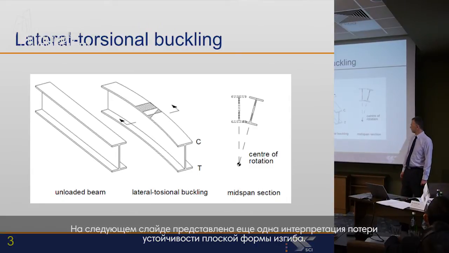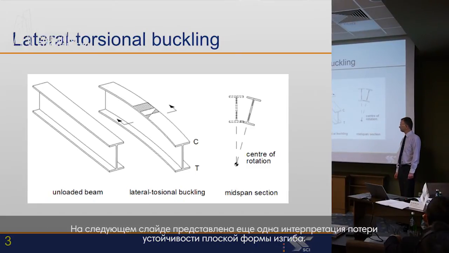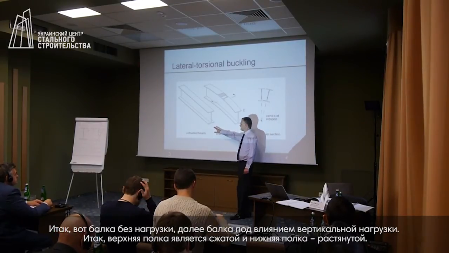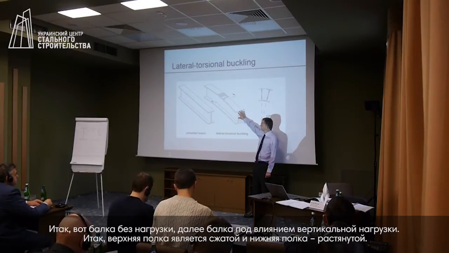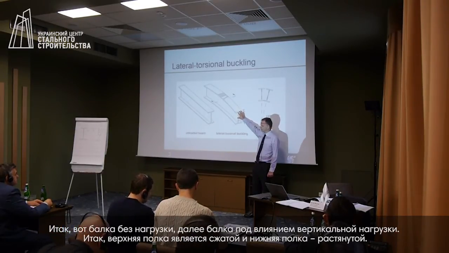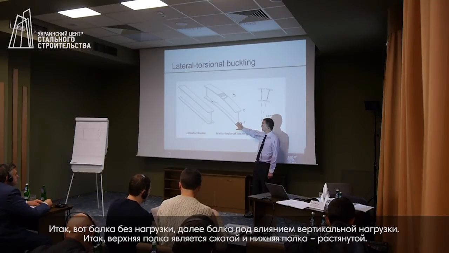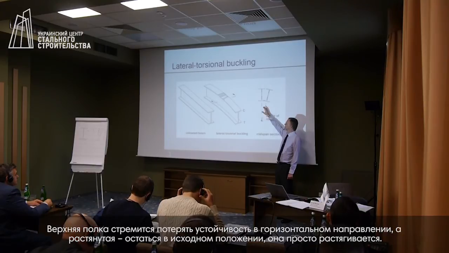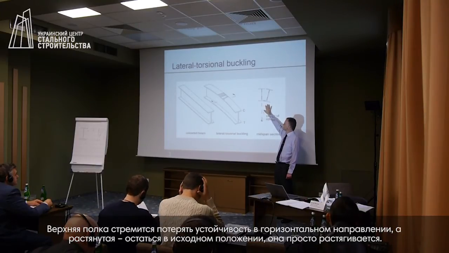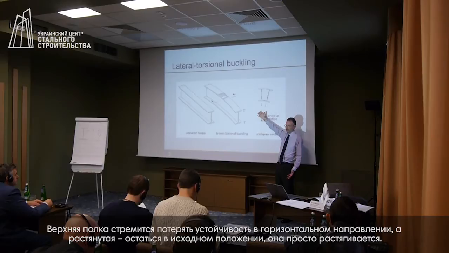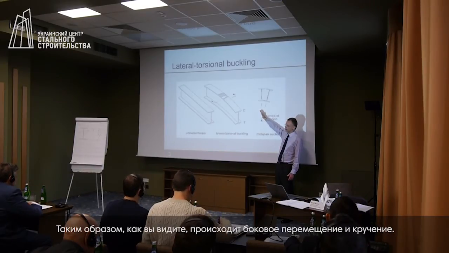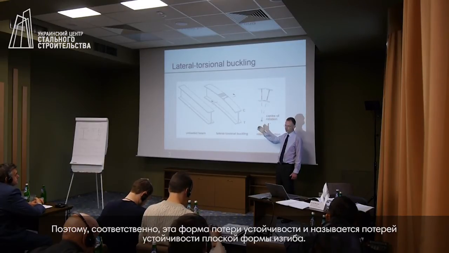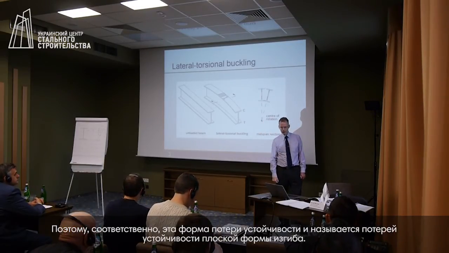This is another view of lateral torsional buckling. So here is the unloaded beam. Here is a beam with a vertical load on, so the compression flange is the top flange, the tension flange is the bottom flange. The top flange wishes to buckle laterally, the tension flange wants to stay exactly where it is. It's simply in tension. And therefore you get a lateral movement and you also get a torsional movement, which gives rise to the name lateral torsional buckling.